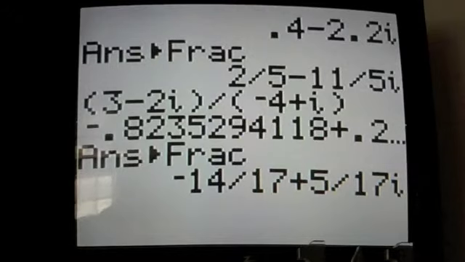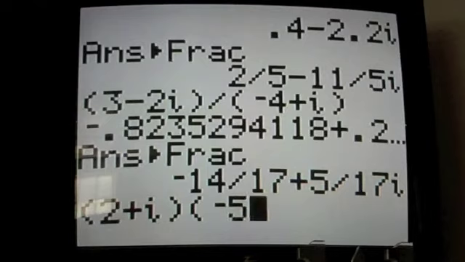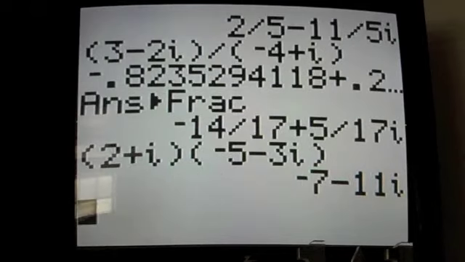Now this doesn't only work for the division problems. We can go back and do our multiplication or addition and subtraction problems. So if we go back to our other page of our notes and we do the first multiplying example, 2 plus i times negative 5 minus 3i. So we do parentheses, 2 plus i times negative 5 minus 3i, close parentheses, negative 7 minus 11i. If you look at the answer we did when we did by hand, negative 7 minus 11i. So you can use your calculator when you're doing these problems, addition, subtraction, multiplication, and division.